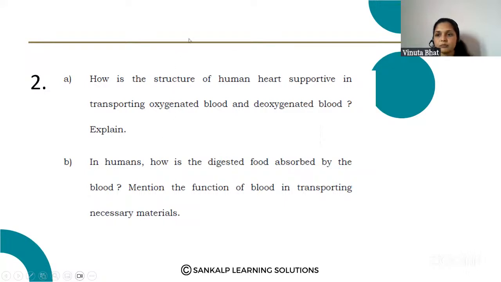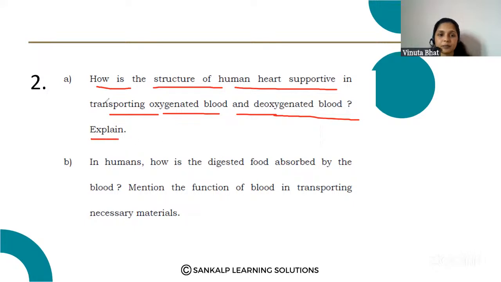Next question. How is the structure of the human heart supportive in transporting oxygenated blood and deoxygenated blood separately? Explain. This is a 2 mark question. Then B is also a 2 mark question. Totally it is a 4 mark question.